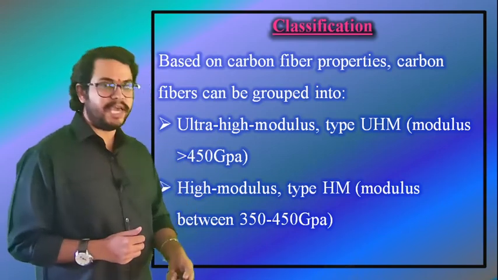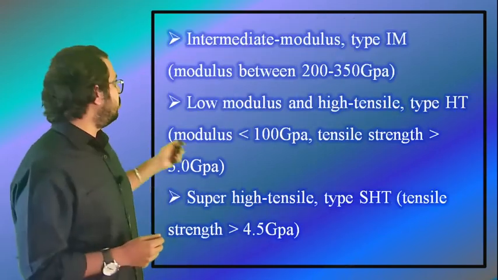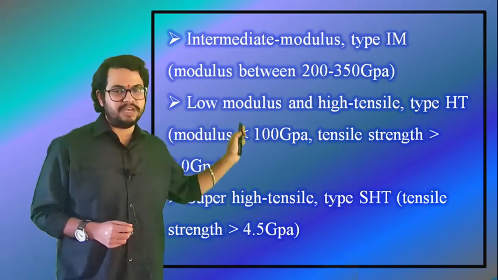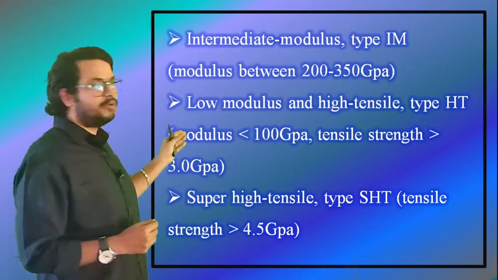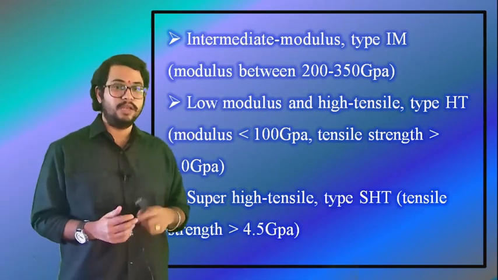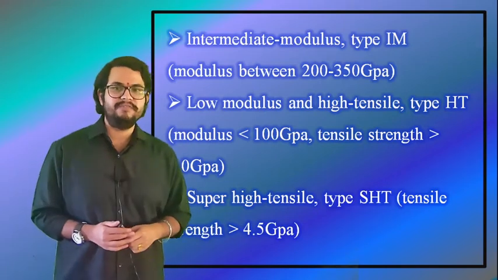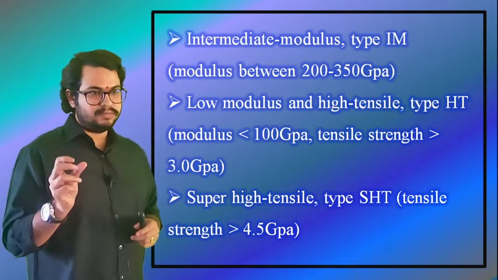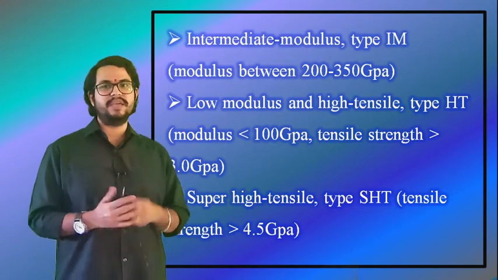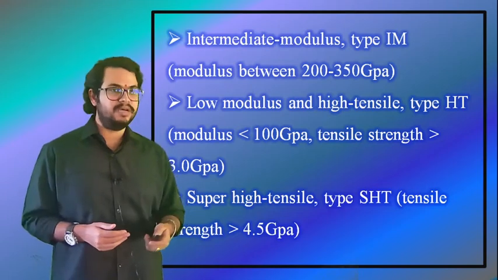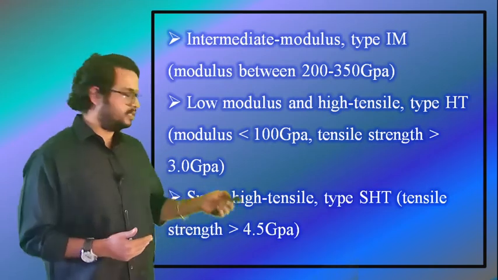High modulus type HM, which is having the modulus between 200 to 350 gigapascals, and low modulus type, which is having between 200 to 350 gigapascals, and the low modulus and high tensile type having modulus less than 100 gigapascals and tensile strength more than 3 gigapascals. Okay, and super high tensile, which is more than.